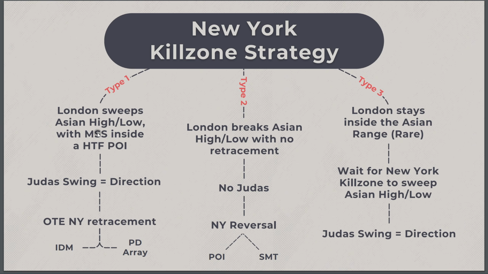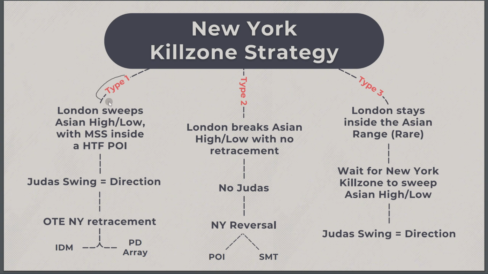What is a Judas swing? It's the false move or the manipulation before the real move. So when we have that Judas swing, it's actually going to give us the direction. So let's say we have Asian session, Judas swing to the upside. This confirms what? A downtrend or a bearish move. The same thing: Asian session, Judas swing to the downside. This confirms a bullish move after that.